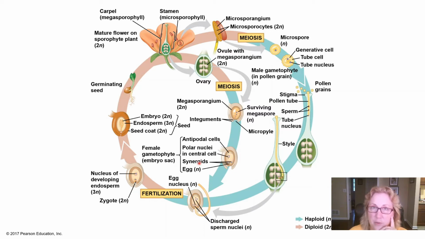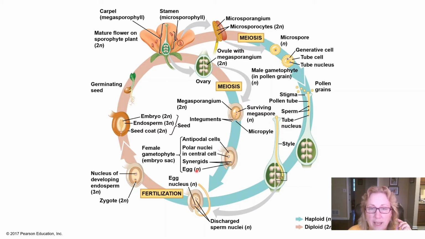See, we have excess vocabulary here. Synergids, I'm not going to ask you for that. I'm not going to ask you for this word, the antipodal cells. But we do have our 2 haploid nuclei here and our 1 egg nucleus. Those are the 3 cells that are the female gametophyte.